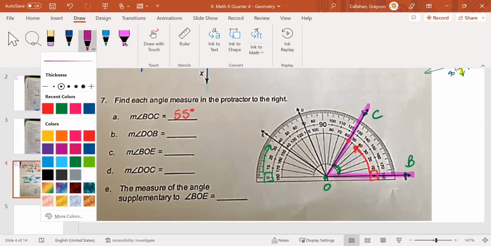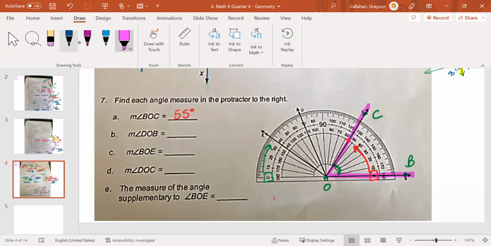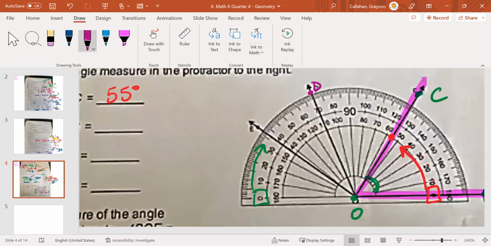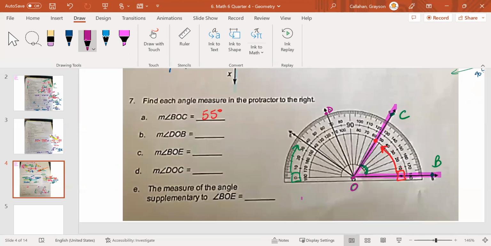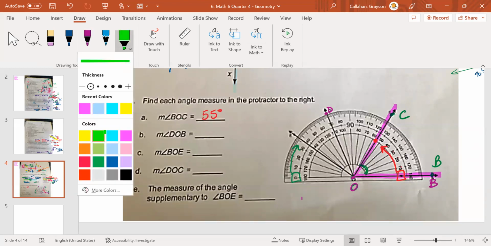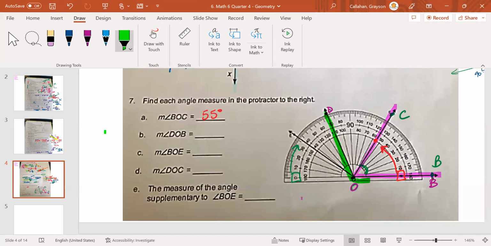Next one is DOB. So D, O, B is going to be the angle that's going to be from here to here, okay? And once again, OB starts at 0, and so it's going this way, ending right here. So this is 100, or this is 110. So I would say that that's 110 degrees.